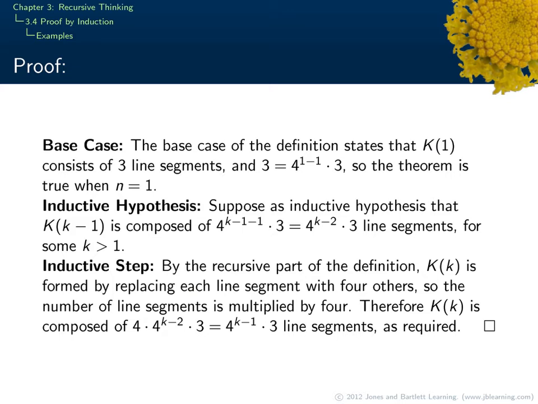So we're going to prove this theorem by induction. And it's probably good for us to remember what's being asserted by the theorem. So the theorem is asserting that the nth figure in this Koch snowflake has 4 to the n minus 1 times 3 line segments.